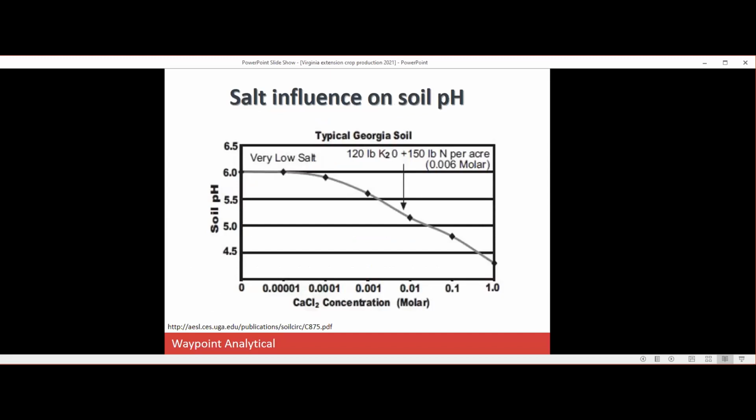So this was a study done at the University of Georgia by Dr. Kissel, and he showed that by taking a soil sample and adding salt concentrations to it, we can drop the soil pH from a 6.0 down to a 5.2, and even further, to a 4.8, just by adding salt to it. And if you can see here, the arrow in the middle of the screen is equivalent to putting out 120 pounds of K2O plus 150 pounds of nitrogen.